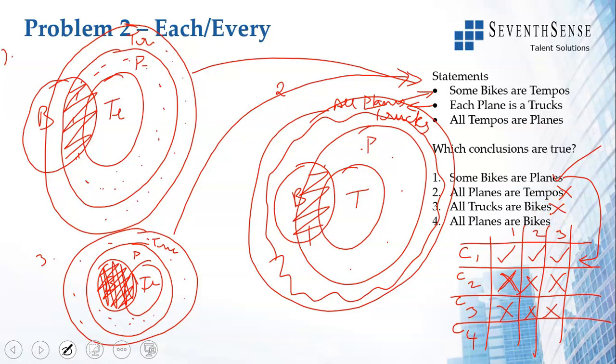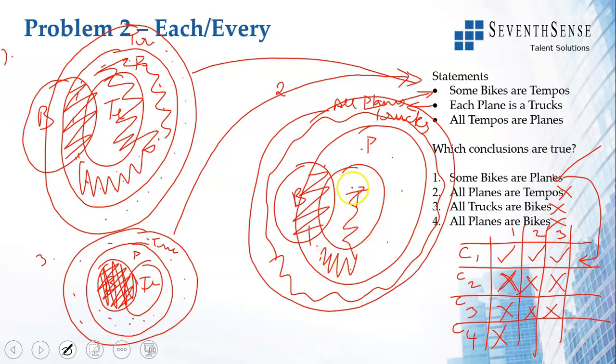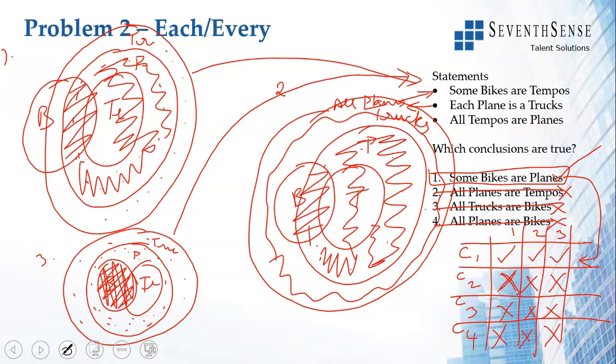All planes are bikes. Again, no. If you see this area, all of this area are planes but not bikes. So those planes are not bikes. Hence it is a cross. If you get a cross, you don't have to look further. This is also gone. Good for practice. Even here, if you see this area, outside the bike circle, it is a plane. So all planes need not be bikes. So this is also a cross. Option 2 is wrong. Option 3 is wrong. Option 4 is wrong. You will have some bikes are planes is true.